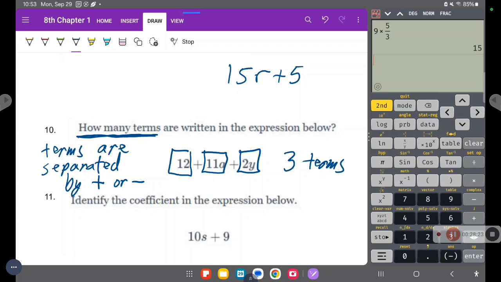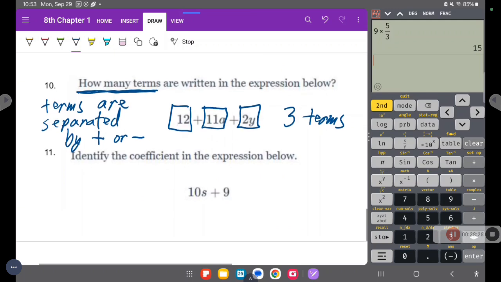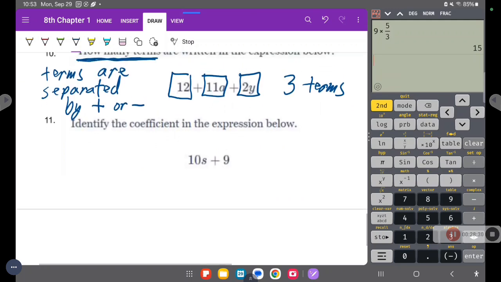Whoever's doing that, quit slamming around like that. All right, so on number 11, it says to identify the coefficient in the expression below. Thank you. Hold on, stop talking. Nora, what is the coefficient in this right here? 10 is correct. Okay, the 10 is the coefficient.